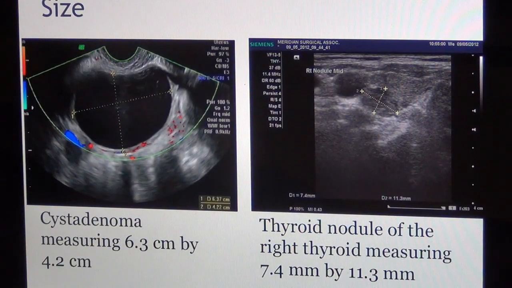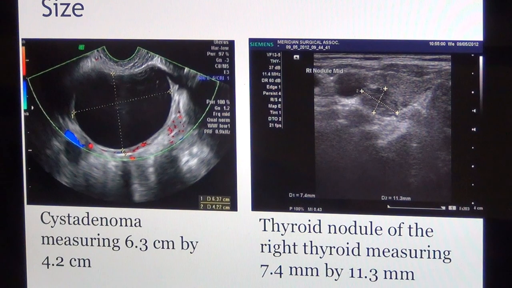Okay, next, size. If you look carefully, you see this is a cystadenoma of the ovary. You measure and say what the size of the cyst is. It is 3.6 centimeters by 4.2 centimeters, and here we see a mass, a thyroid nodule, and you can measure it and say how big it is. So we need to know where it is located, how many there are, and how big they are. That's the way you have to measure the sizes.